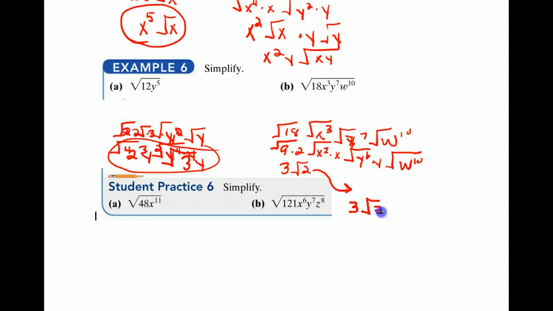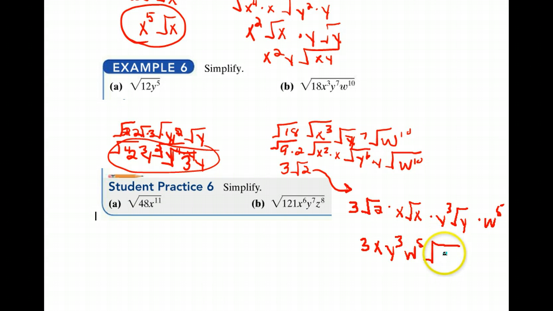Okay, so we have 3 root 2. Now when we do our x's, x squared, divide that power by 2, and you're left with x root x. For the y's, divide that power by 2, and you're left with y cubed root y. And when you take care of your w's, just divide that power by 2, and you get w to the 5th. Anything that you evaluated the perfect square for gets multiplied back together. So we have 3 times x times y cubed times w to the 5th.